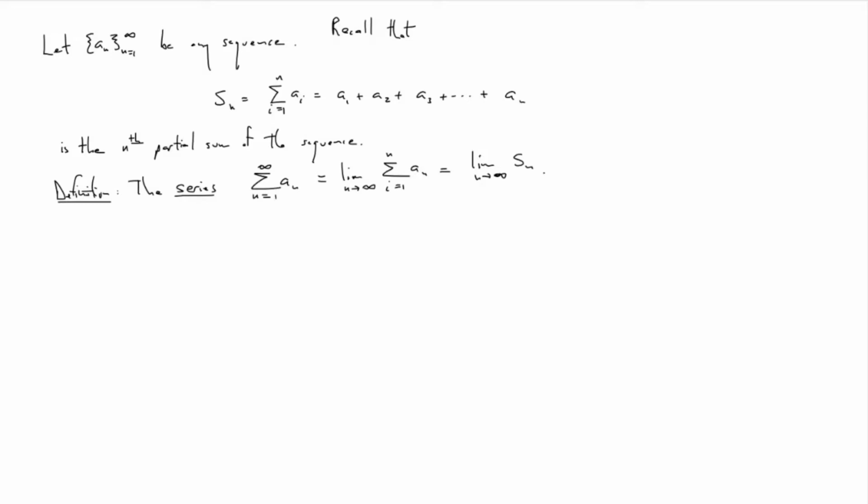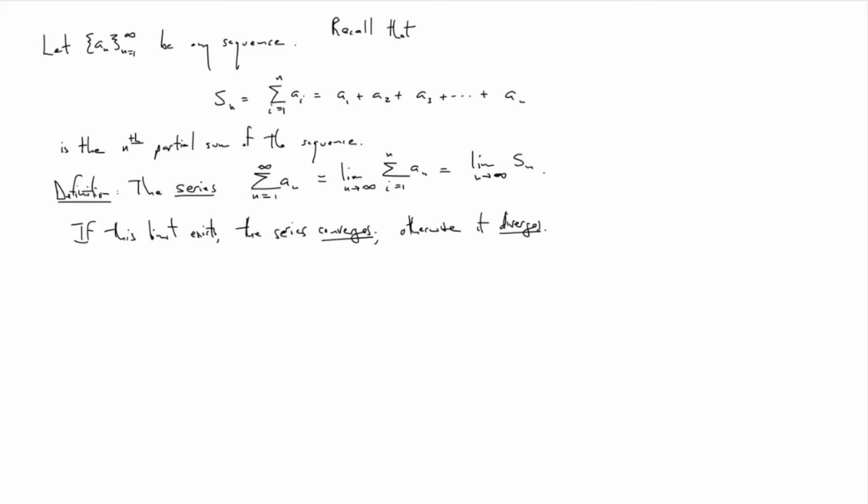Well, we define the series, the sum n equals 1 to infinity of a sub n, as the limit as n goes to infinity of the nth partial sums. In other words, we create a sequence of nth partial sums, and the limit of that sequence is the definition of the series. And as usual, when we're talking about limits, if the limit exists, then we say that this series converges, and if the limit doesn't exist, then we say that it diverges.